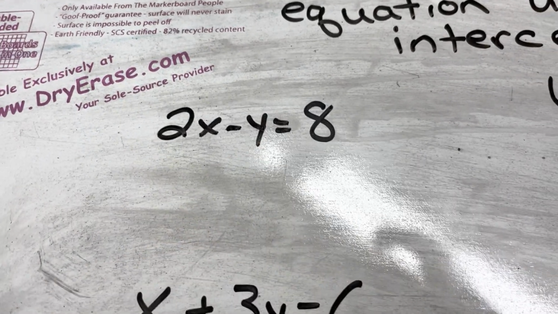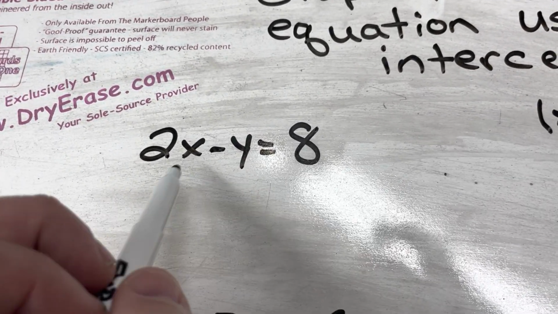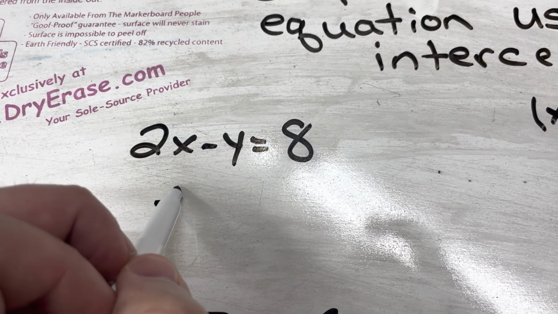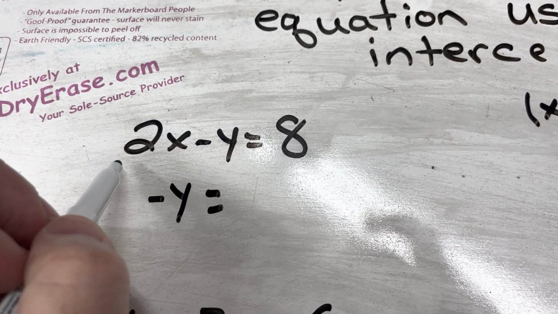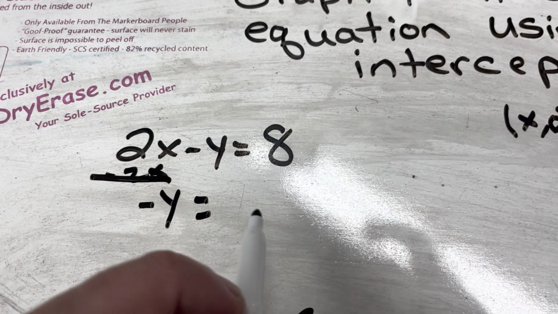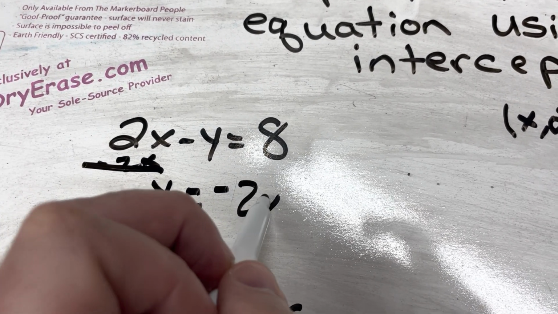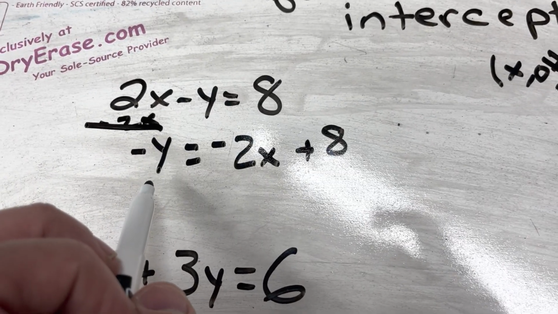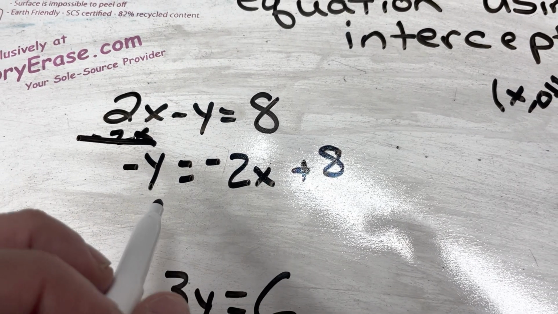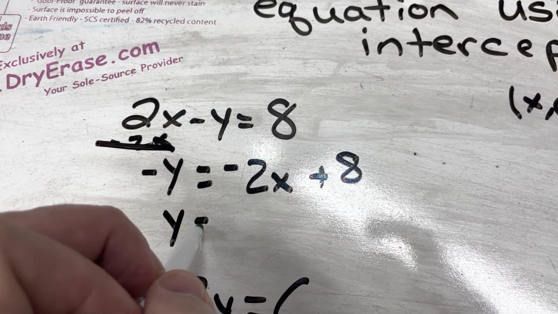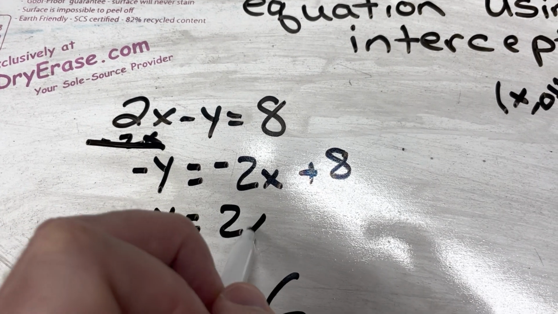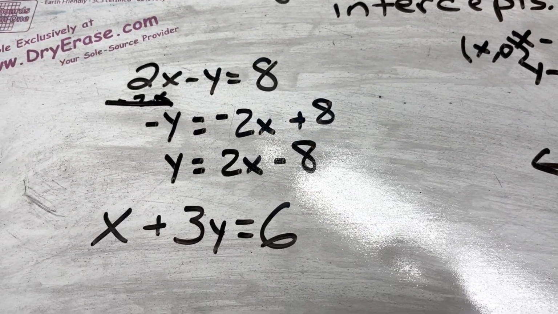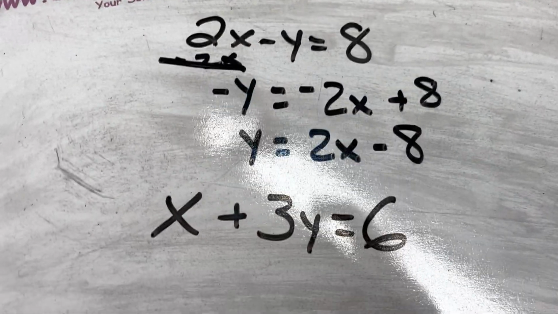So 2x minus y equals 8. As always, the first thing we want to do is get everything in slope-intercept form. So it's going to be negative y equals, I'm going to subtract 2x from both sides. That's going to give me negative 2x plus 8. Now, I can't have negative y, so I'm going to multiply everything by negative 1. That's going to give me y. That's going to make my negative 2x, 2x, and my positive 8, negative 8. Y equals 2x minus 8.